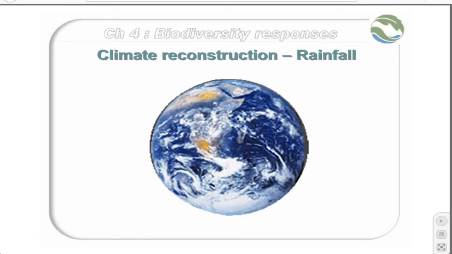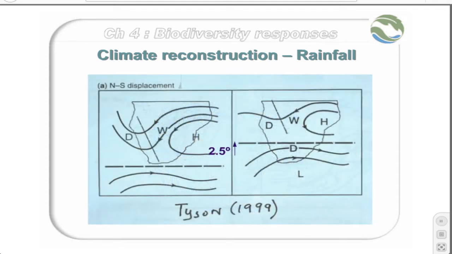We also have some idea of how the westerlies, which bear rain-bearing fronts, may have shifted in latitude during the past, and the last glacial maximum in particular. It looks as though these rain-bearing fronts shifted roughly 2.5 degrees in latitude further north. In other words, bringing much more rain more frequently to this part of the world.